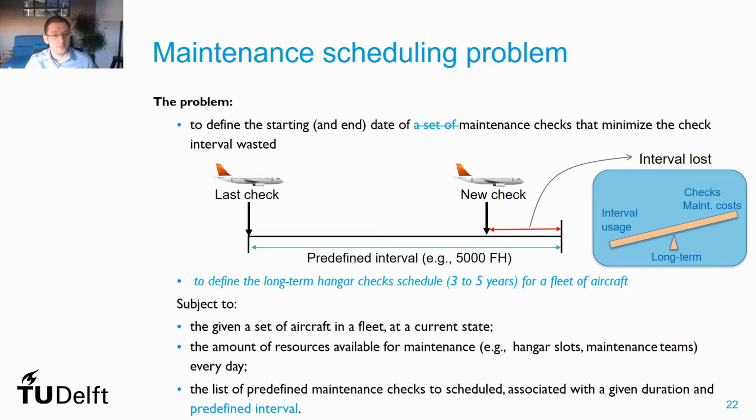So this is the problem, and how can we formulate it using a dynamic programming approach? We need to define what the states are, what the actions are, and what the transition functions are to go from one state to the other. Remember, our goal is to minimize the interval loss associated with each maintenance check that we schedule.